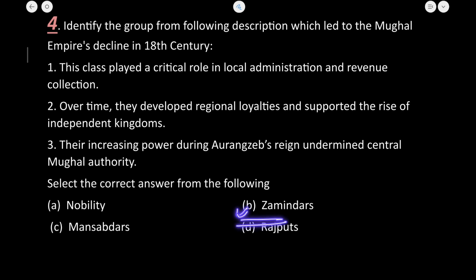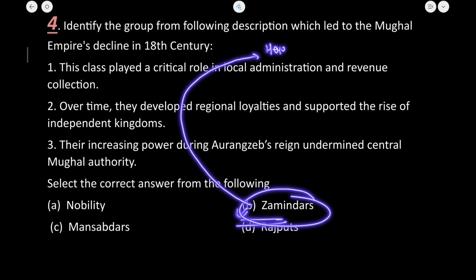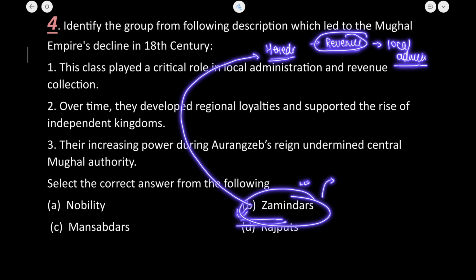So who were the Zamindars? Zamindars were hereditary landowners. These were hereditary landowners who collected revenue from the peasants and helped in maintaining the local administration. Besides collecting revenues, they were also responsible for maintaining soldiers. They maintained soldiers to assist in law enforcement.